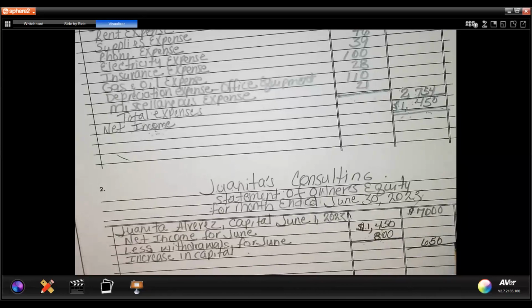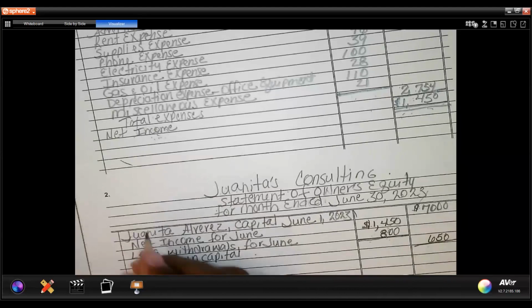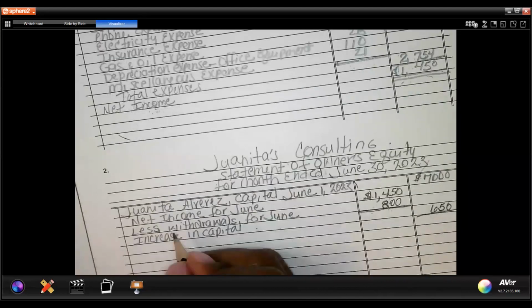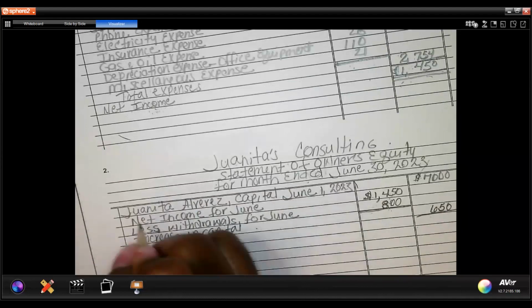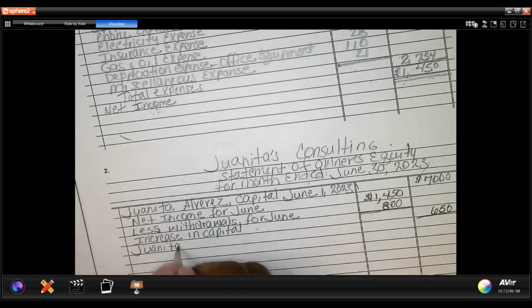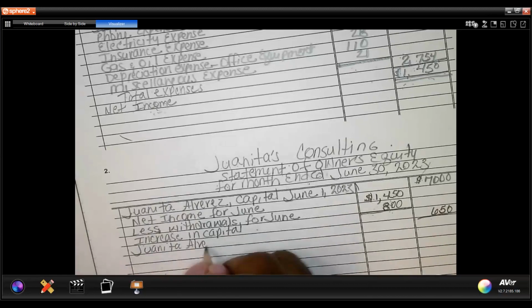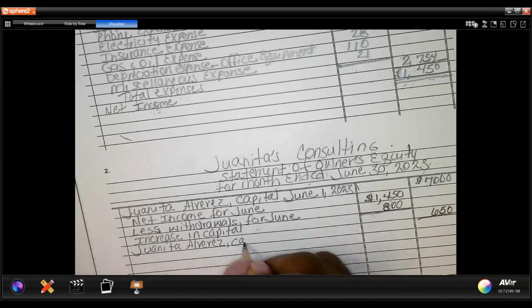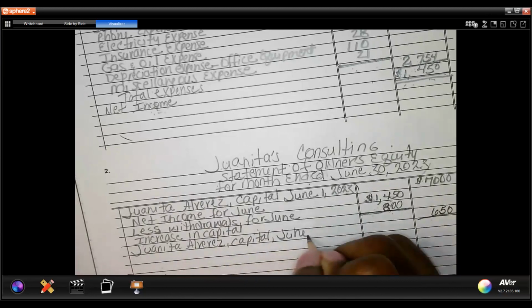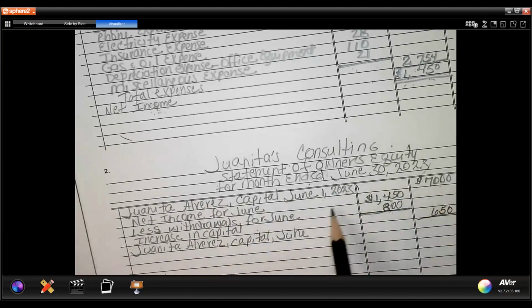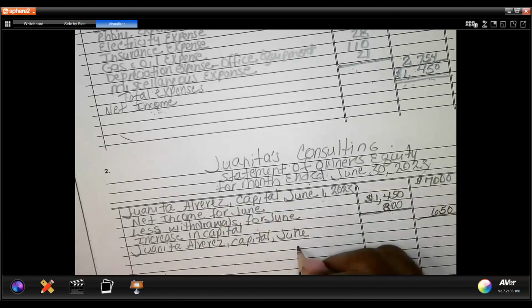And on our next line, we're going to record what her actual capital is at the end of the period, what her statement of owner's equity for her equity account is going to show. So in this case, we're going to write out her name again. And in this case, it's going to be Juanita Alvarez capital. Remember, that first line is showing that original investment on June 1st. On this line, we're going to show what her actual capital is as of June 30th, 2023.